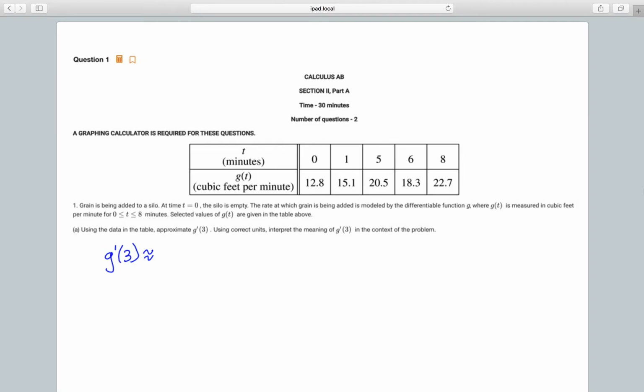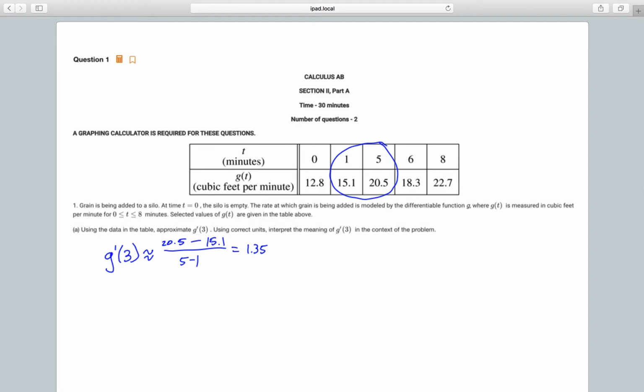So we're going to use just our Algebra 1 definition of slope. And the closest points that we have to 3 are 1 and 5. So these are the 2 points we'll be using to approximate g prime of 3. So we're going to do 20.5 minus 15.1 over 5 minus 1. That should just go into your calculator and we'll get 1.35.